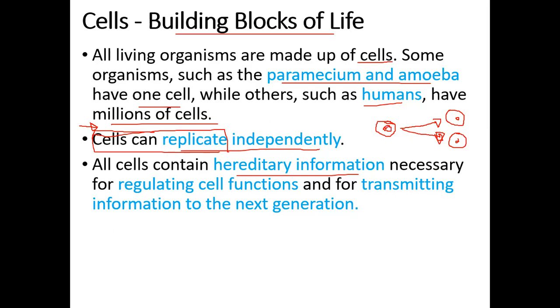Okay, so this hereditary information is contained in the cell, in the nucleus. The nucleus is the storage for genes. Okay, so this is necessary for regulating cell functions and for transmitting information to the next generation. So you get the information from your parents that you got very nice long eyes. Okay, you got very nice teeth. All information is coming from the previous generation. It's coming from generation to generation.